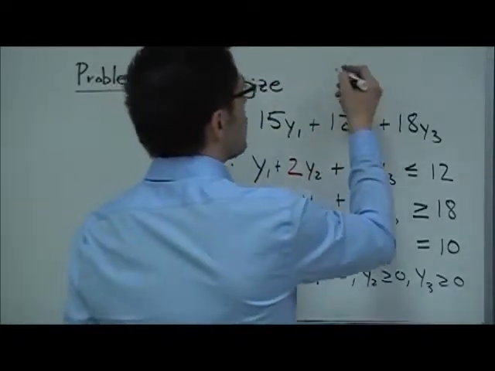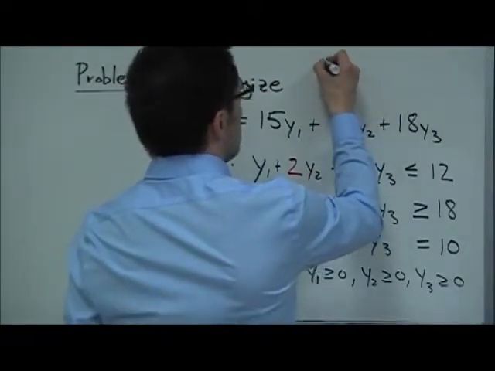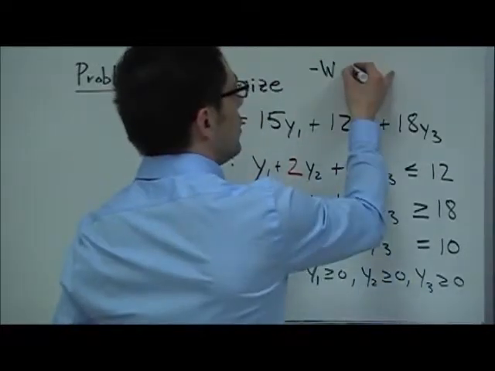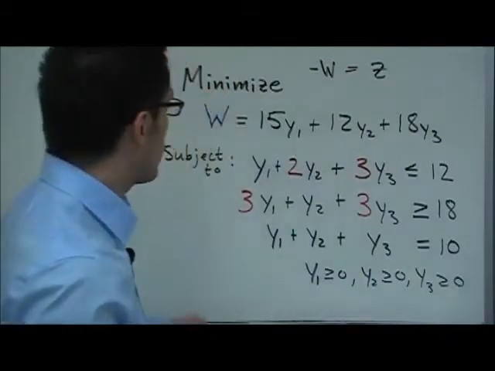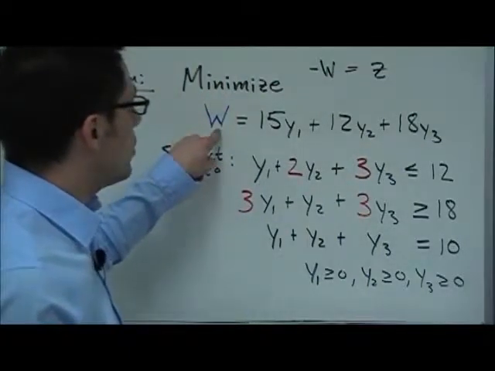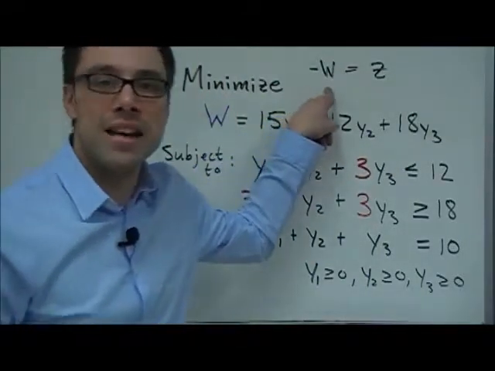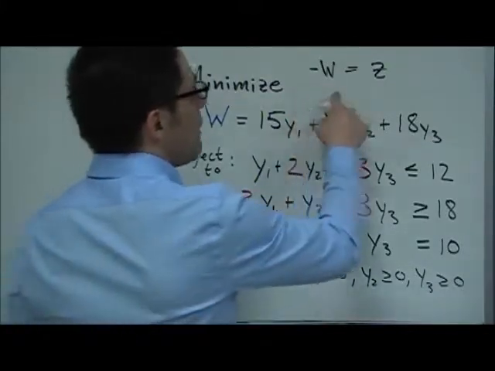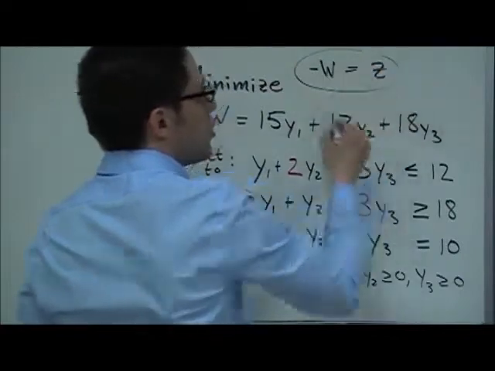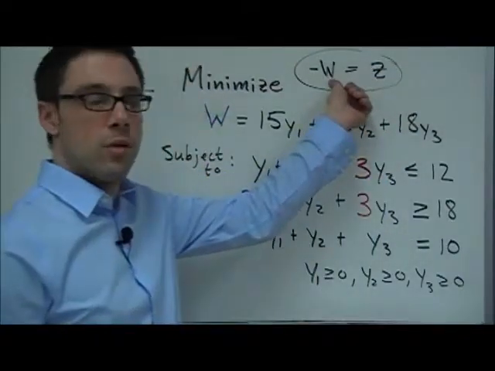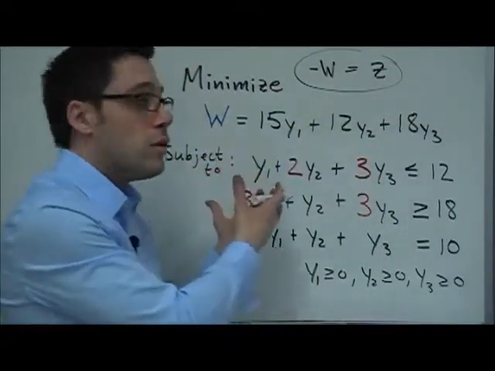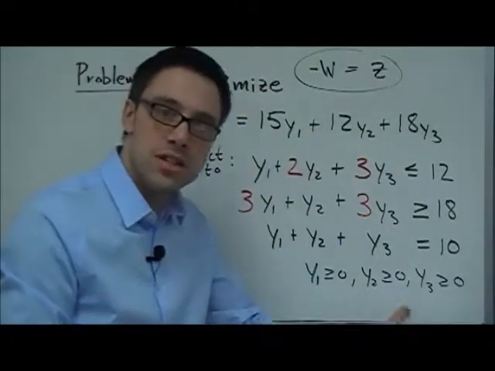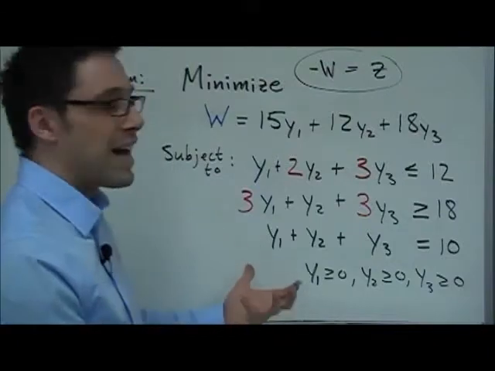Notice that if I change w to minus w, that would be my z. In other words, if I'm going to minimize w, I should maximize minus w. That makes sense if you think about it. So the corresponding objective function to maximize would be minus w. Instead of working with w, I'd rather work with z. This is just a general procedure because it makes things easier. So let's convert this to a maximum problem.